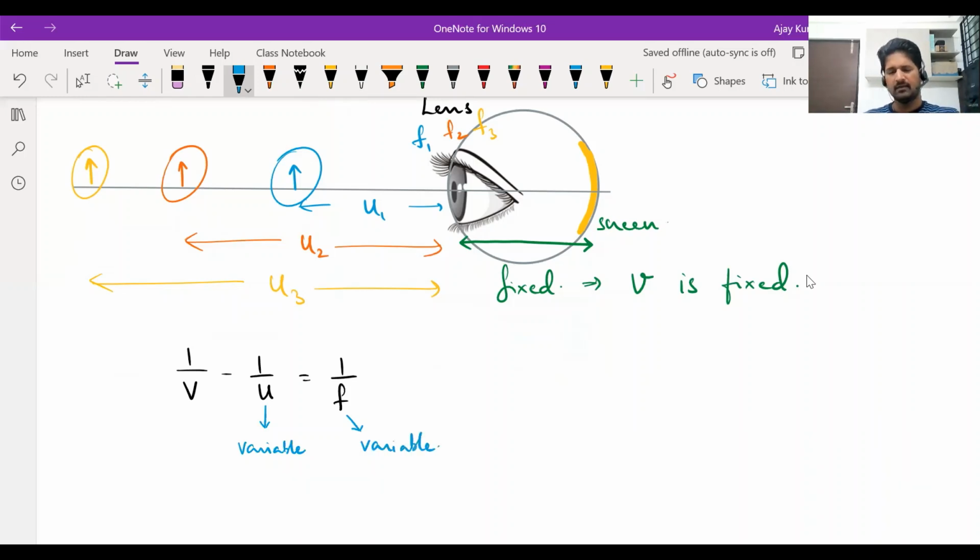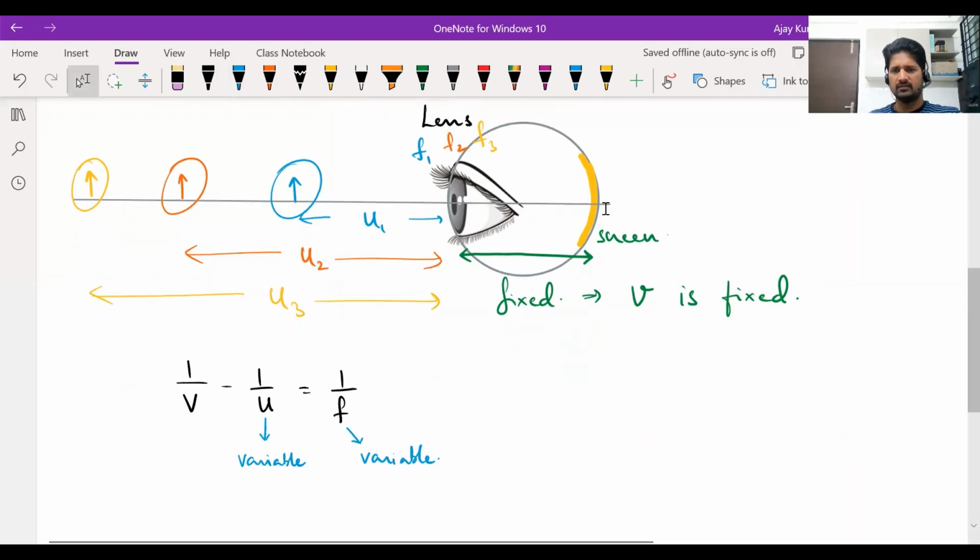How do you think the eye lens adjusts its focal length? Any idea? Any rough idea at least? How does the eye lens adjust its focal length?